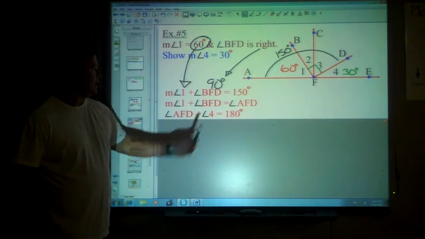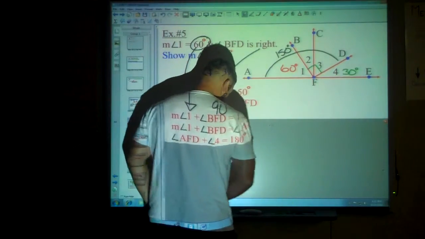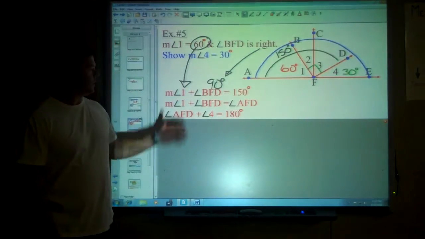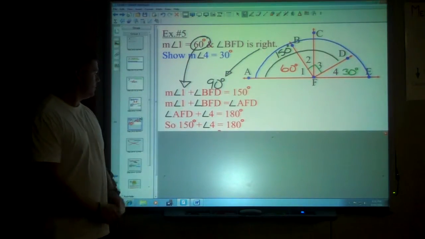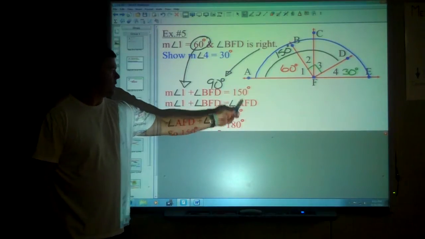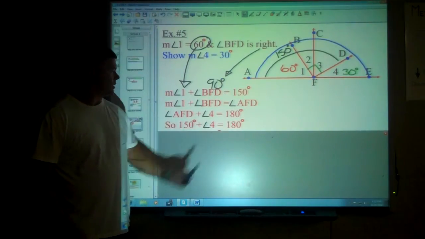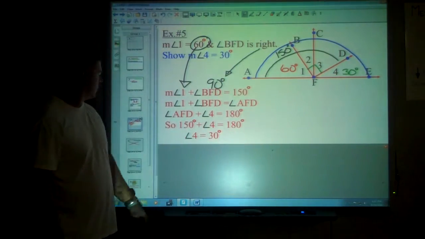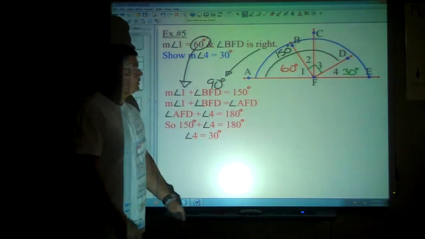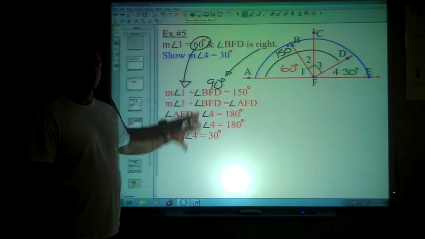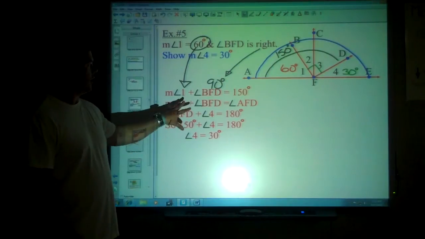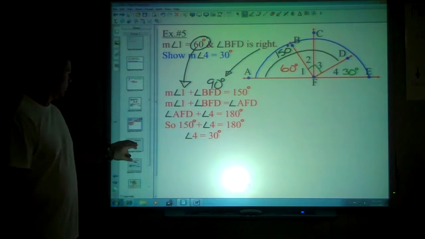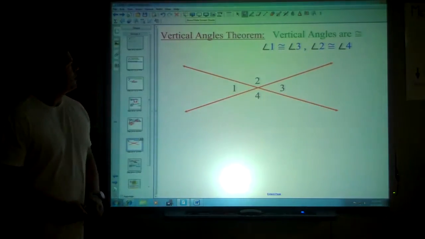Now we know that AFD and angle 4, because angle 4 is all that's left, creates 180 degrees. So if that's 180 degrees together, then 150, which is AFD, plus angle 4 makes 180. If you subtract 150 by the subtraction property of equality, you would get angle 4 is 30 degrees. So logically, we can explain the flow. This is similar to what we would call a paragraph proof rather than a two-column, statements and reasons proof.